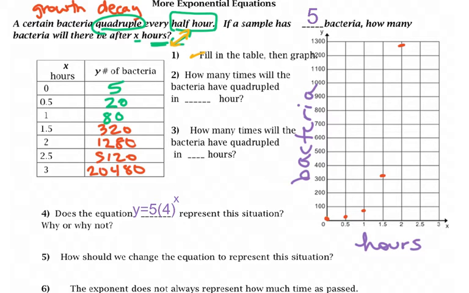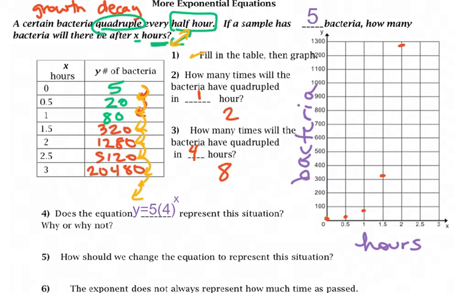So how many times has the bacteria quadrupled in 1 hour? In 1 hour, it's quadrupled once, twice. So the answer to that is 2. Okay, how many times will the bacteria have quadrupled in 4 hours? If every hour it's quadrupling 2 times, then in 4 hours it's quadrupling 8 times. If I look at my table, I've got once, twice, 3 times, 4 times, 5 times, 6 times in 3 hours. So in 4 hours, it's going to be 2 more than that, so 8.